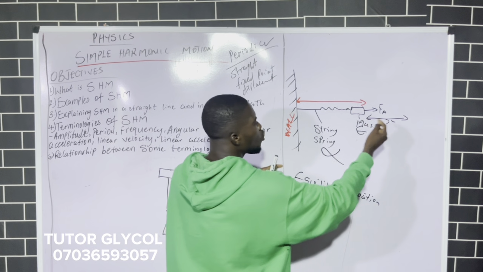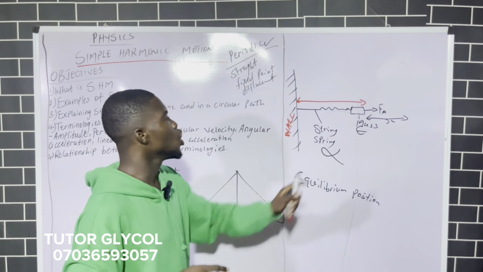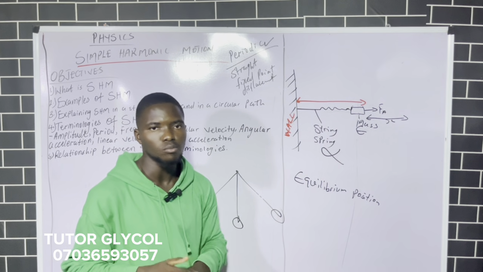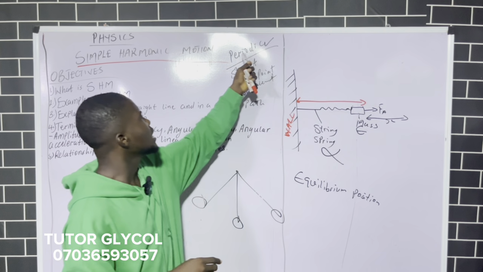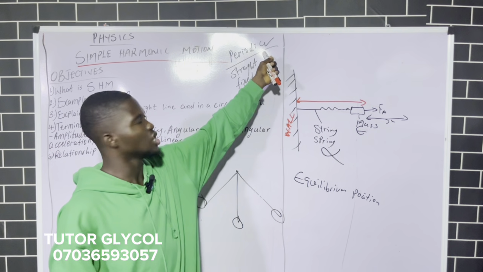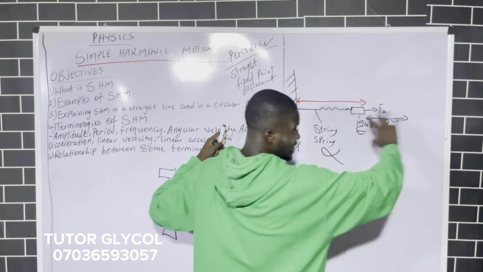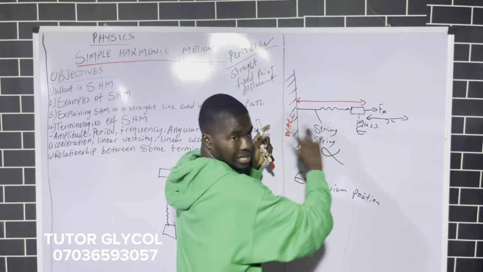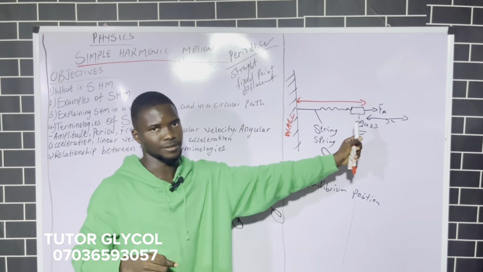Because this system goes to and fro through a particular point at a given time, we say this is a simple harmonic motion. It is periodic. First point: a simple harmonic motion is periodic. Second point: if you look at this, you know that the whole thing is a straight line. It's not curved. So a simple harmonic motion occurs in a straight line.